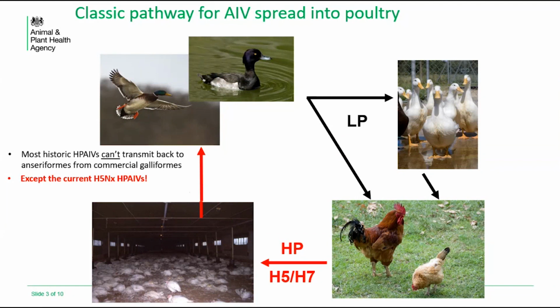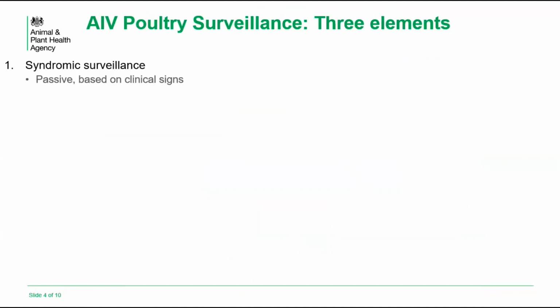And of course, this is what we are trying to prevent. So surveillance is one of the key tools here, in the UK and in many European countries. You can divide it up into 3 different approaches.